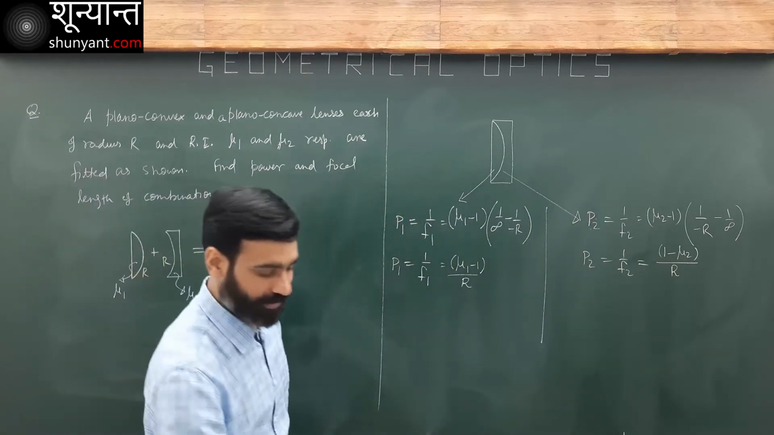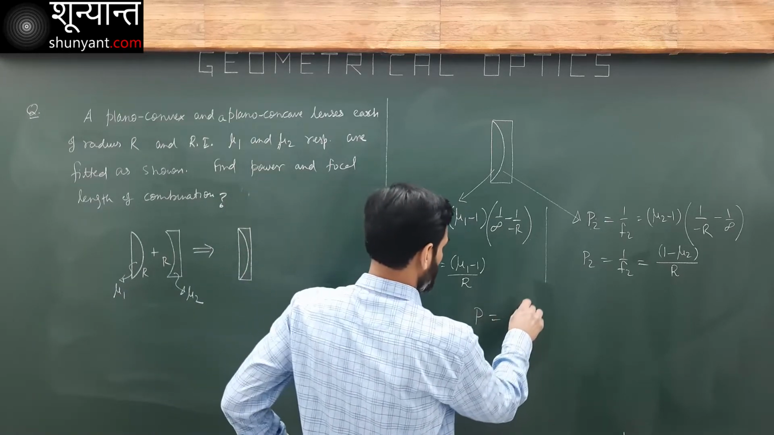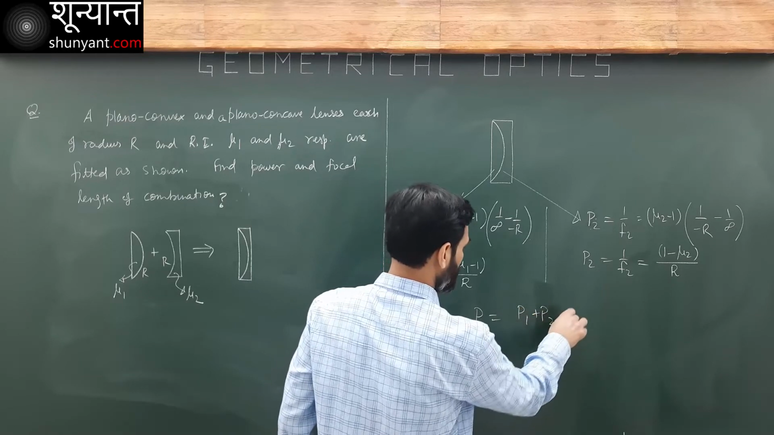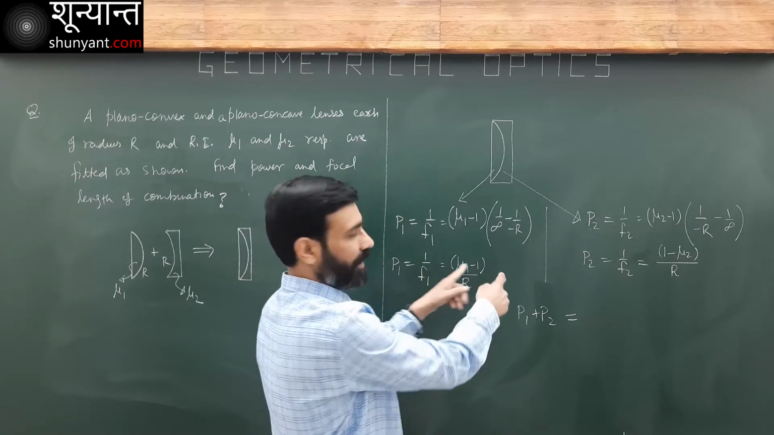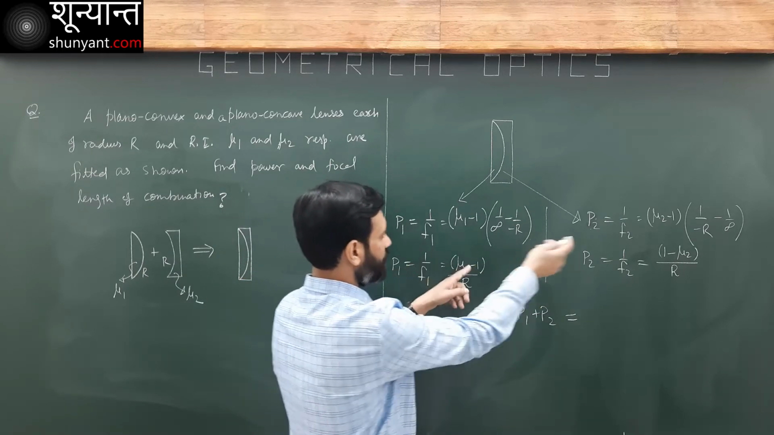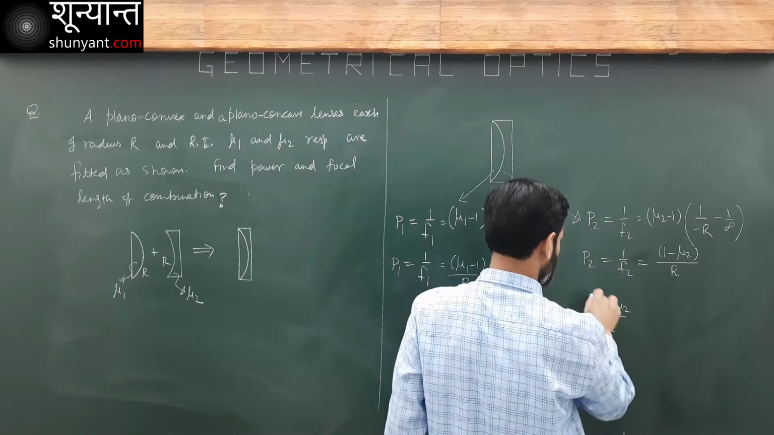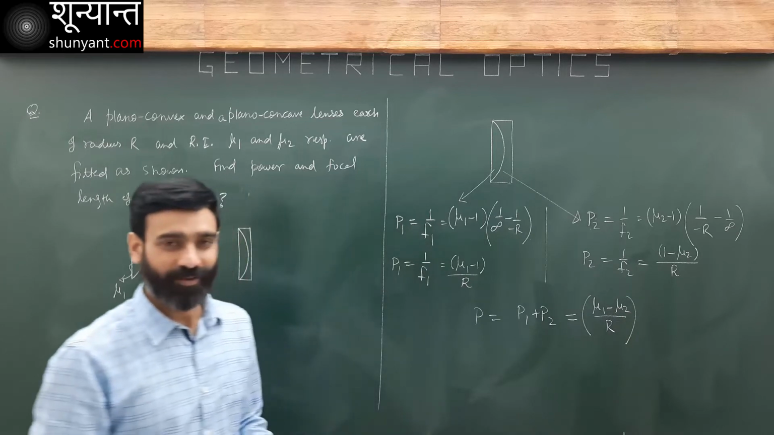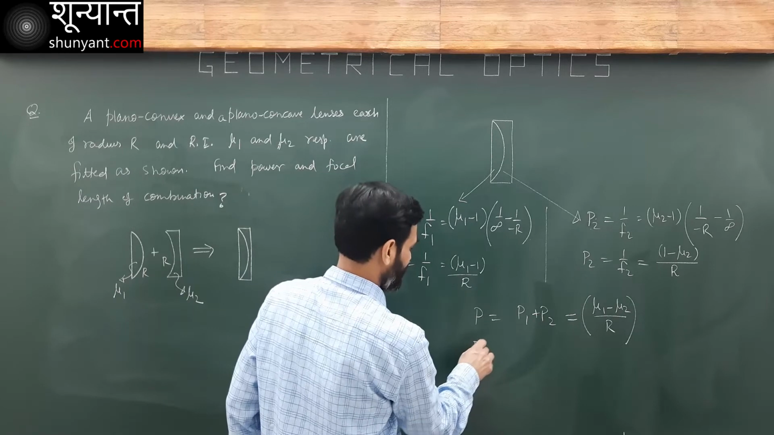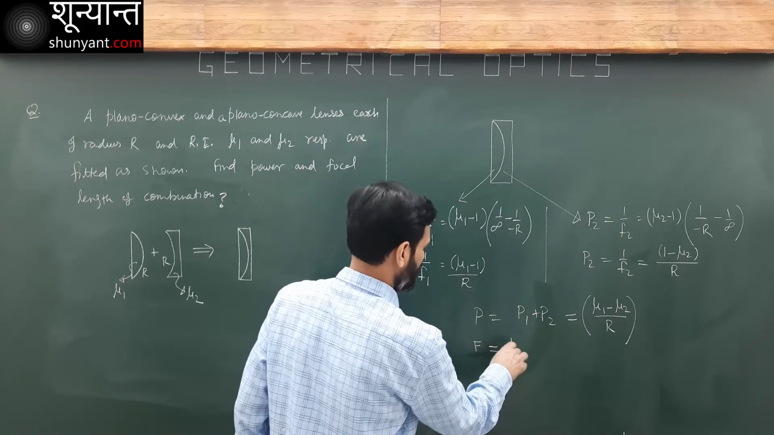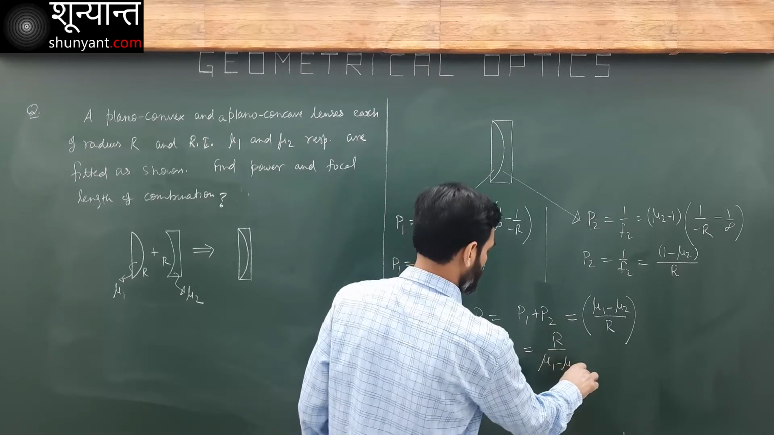Now what is the power of the combination? P is going to be P1 plus P2. If I simply add it, R is common, and the minus 1 gets cancelled. I actually have mu1 minus mu2 over R. This is the power of this combination. And what is the focal length of the combination? I can simply write it like this: 1 over P is R over mu1 minus mu2.